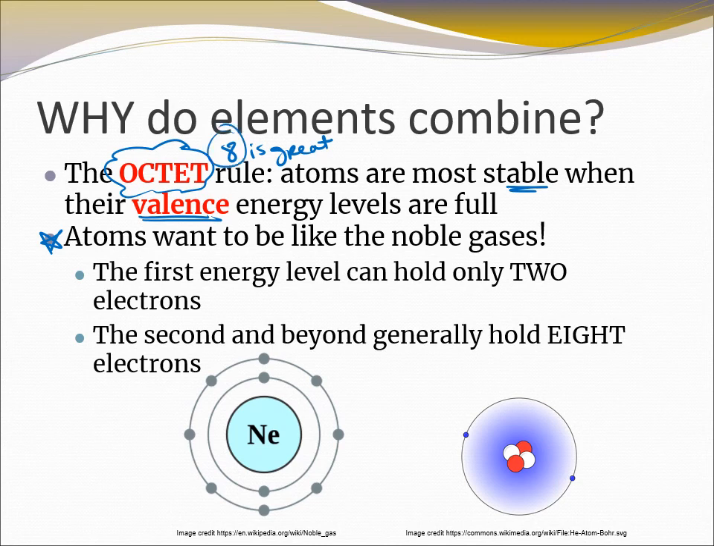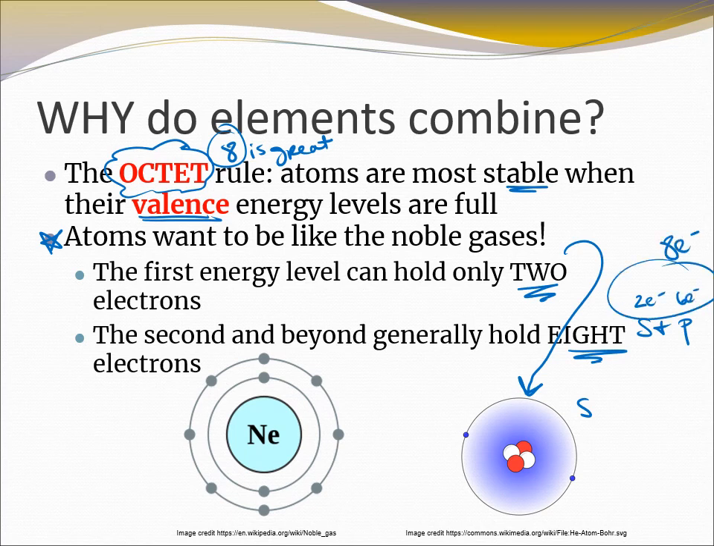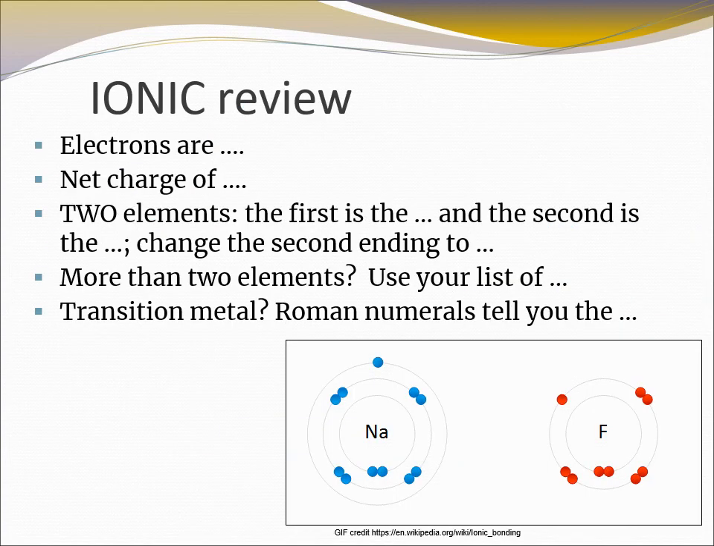Interestingly, even though 8 is great, 2 can also be cool because that very first energy level can only hold 2 electrons. We only have space for 2 because there's only one s orbital in that first energy level. So we're going to fill up with 2 in the first energy level. After that, 8 is great. We're going to count all of the s and p electrons. We're not going to worry about the d's or the f's. So s and p, we can fit 2 electrons in s and 6 in p, and that gives us a total of 8 electrons.